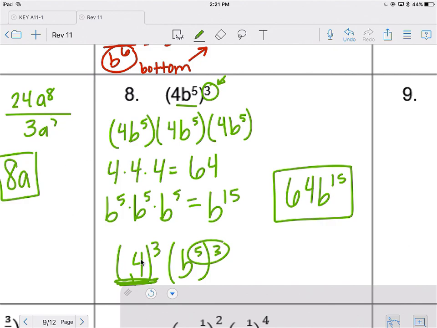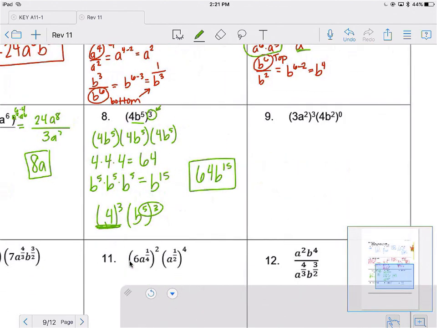Be very careful that you do not do 4 times 3. It is 4 cubed, so 4 times itself 3 times. But that is your power to a power quick rule.